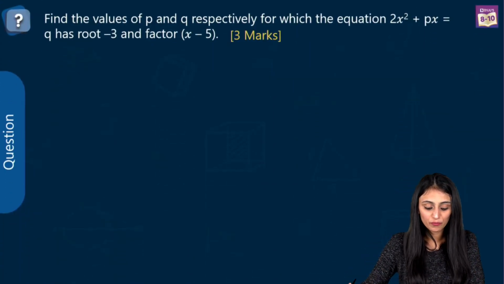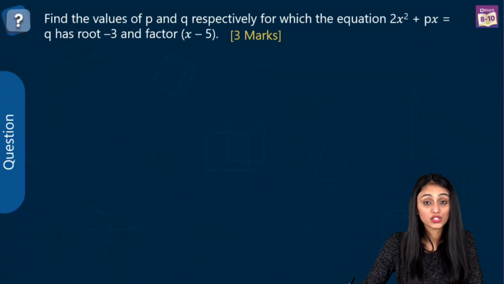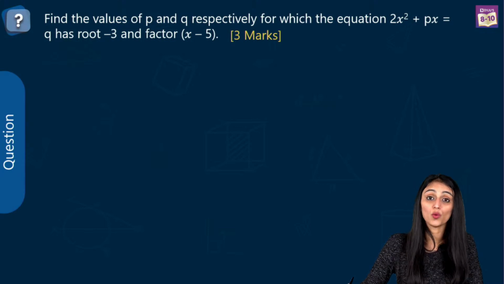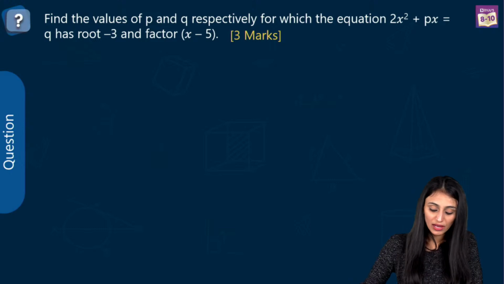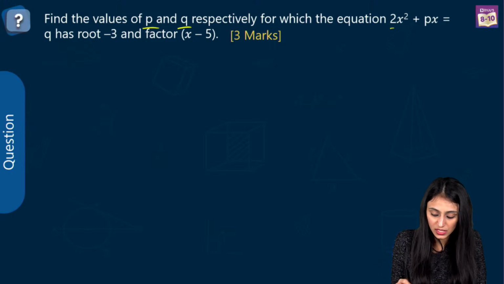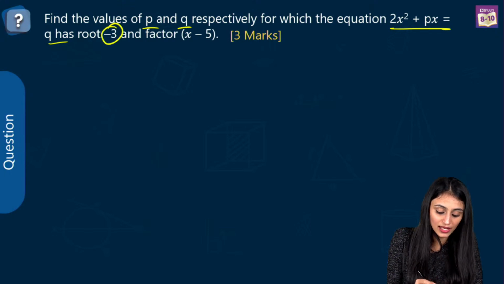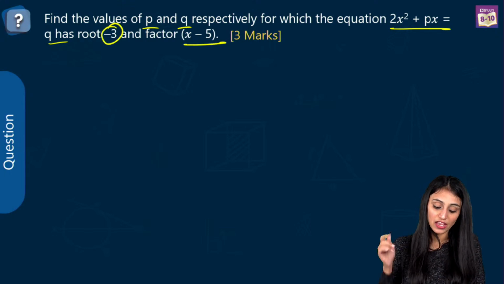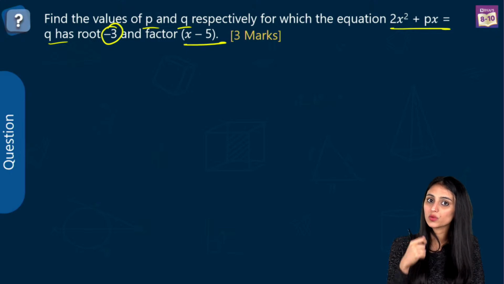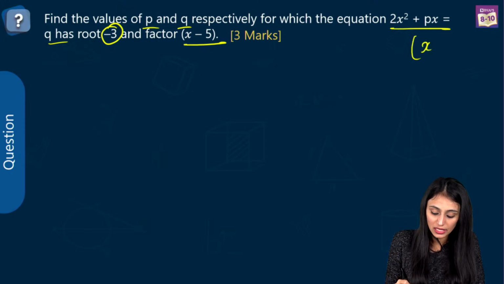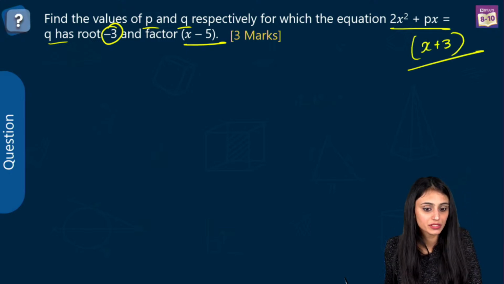So find the values of p and q respectively for which the equation 2x squared plus px equals to q has root minus 3 and factor x minus 5. So we have to find out the value of p and q from this equation, right? The question is already specifying that it has minus 3 as root and factor is x minus 5. If minus 3 is the root of this quadratic equation, that means x plus 3 will be a factor of this, right?